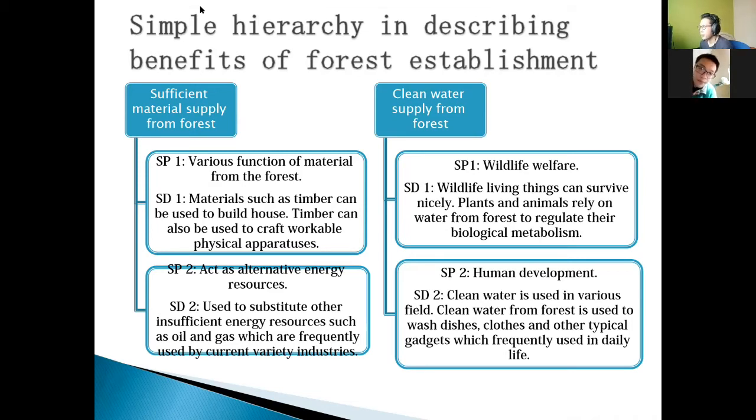The next benefit of the forest is that we can get a clean water supply from it. Supporting point number 1 is to ensure the welfare of wildlife. Wildlife can survive nicely with the existence of a clean water supply from the forest. Besides that, plants and animals rely on clean water from the forest to regulate their biological metabolism. The next supporting point is to ensure human development. Clean water is used in various fields. Furthermore, clean water from the forest is used to wash dishes, clothes, and other typical gadgets frequently used in daily life.